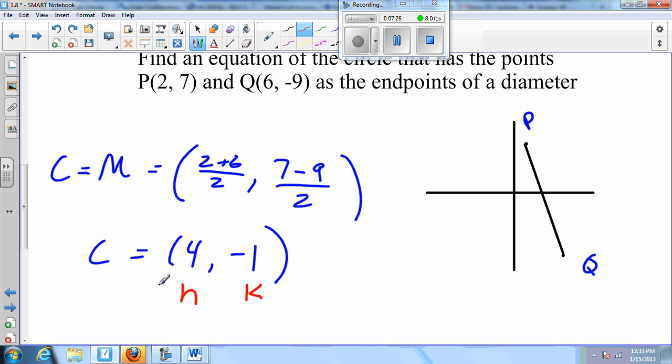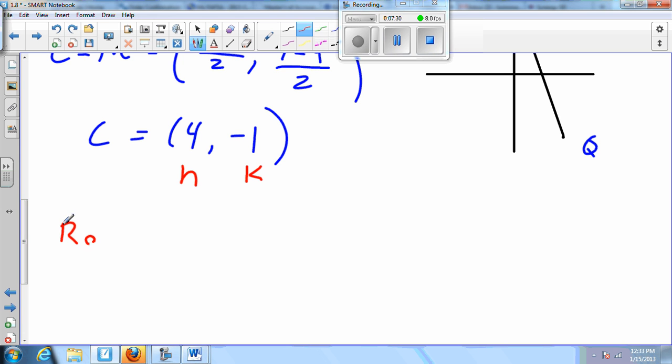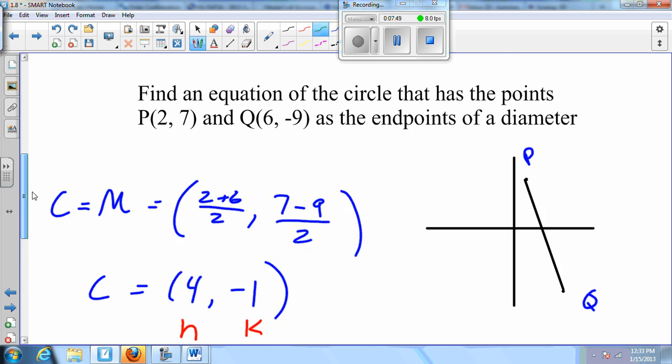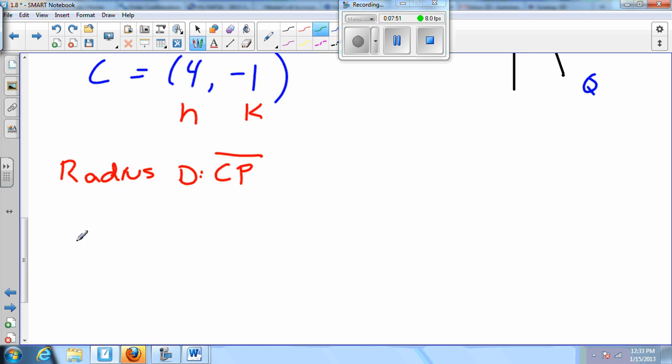We now need to find the radius. And to do so, we're just going to find the distance between the center and one of the 2 points. So we are going to use our 2 points, (4, -1) and (2, 7), and plug it into the distance formula.